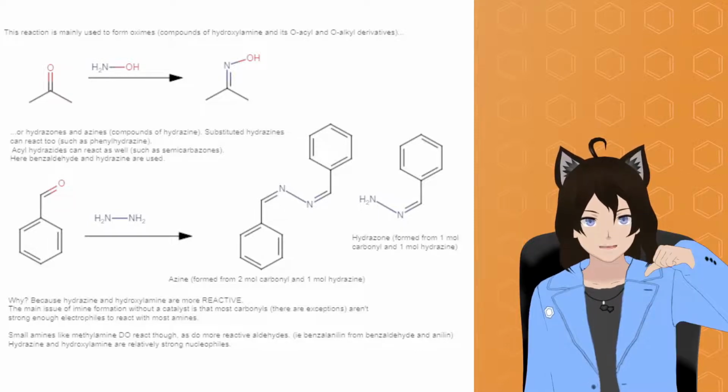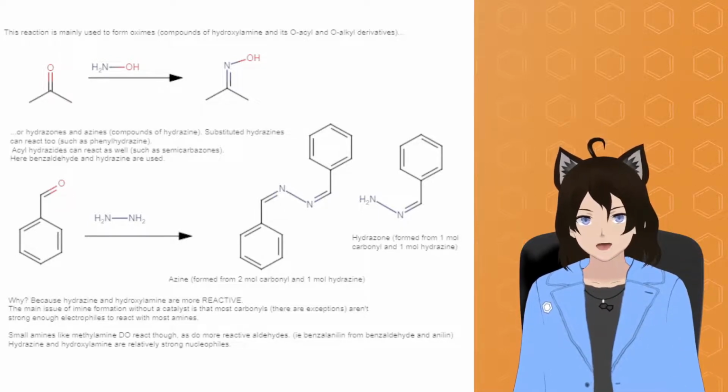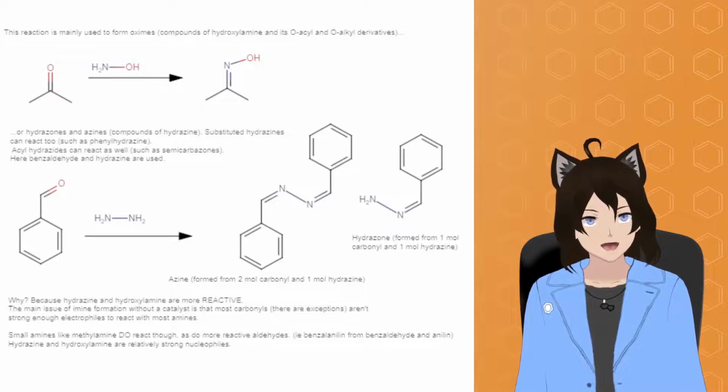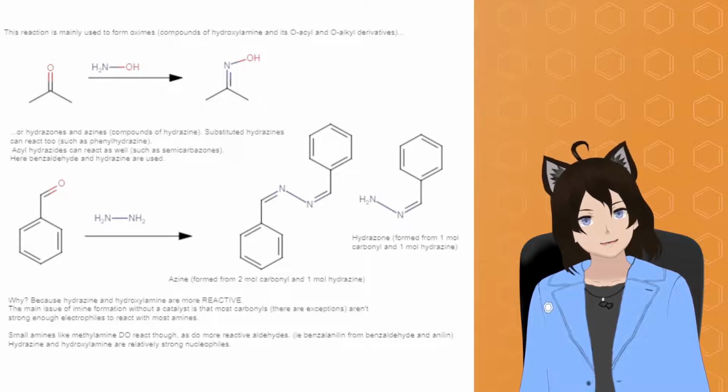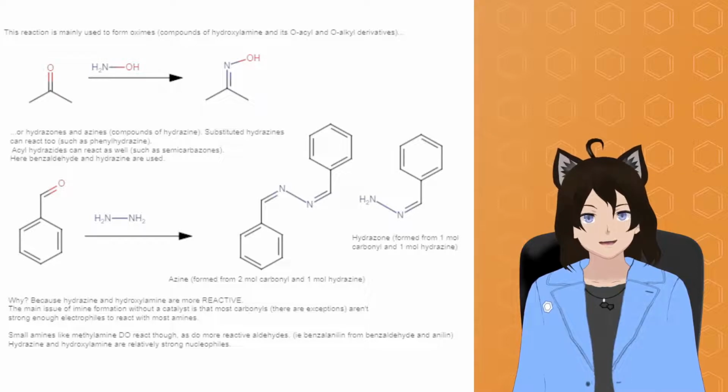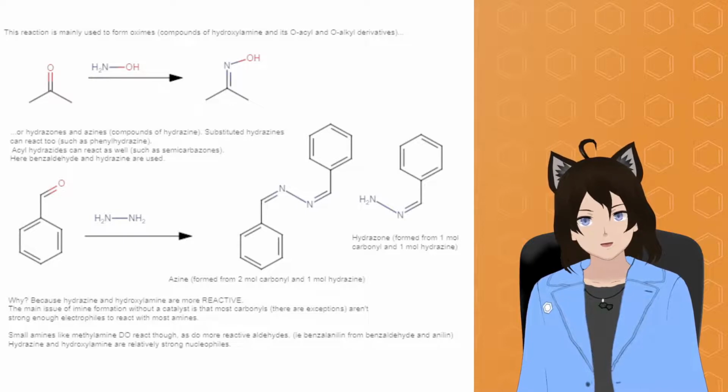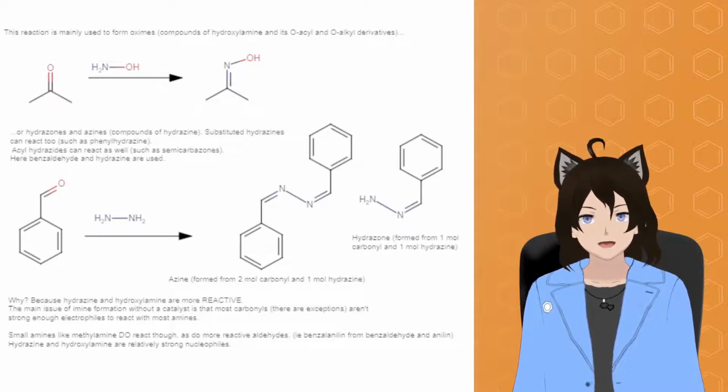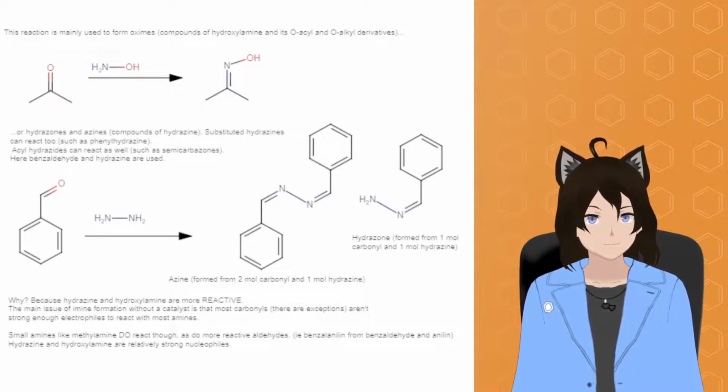Why do these two things work particularly well? Well, that's because hydroxylamine and hydrazine are more reactive. If you know, hydrazine is used as a rocket fuel, and free-base hydroxylamine is pretty unstable. The main issue of imine formation without a catalyst is that most carbonyls, there are some exceptions, aren't strong enough electrophiles to react with most amines. Small amines like methylamine do react though, as do more reactive aldehydes, i.e. benzaldehyde and aniline, that's benzylidene aniline also. Hydrazine and hydroxylamine are relatively strong nucleophiles.